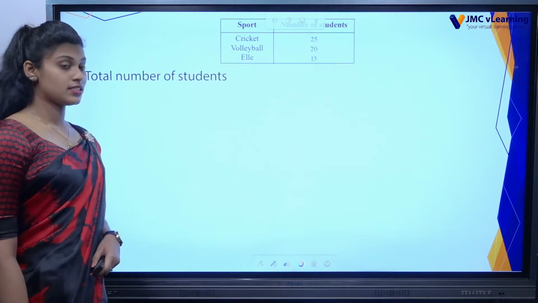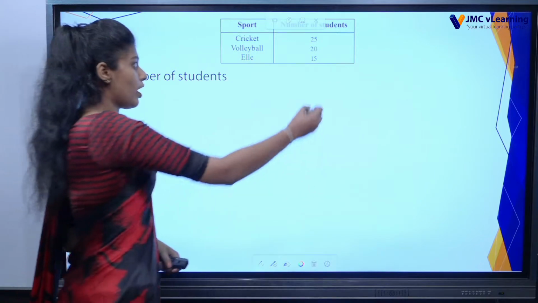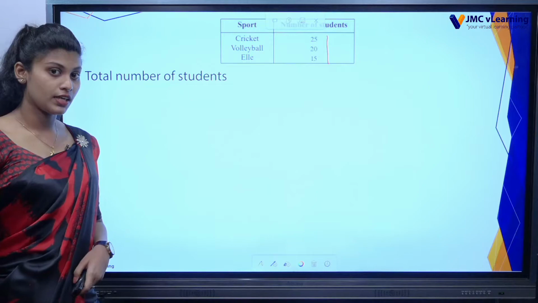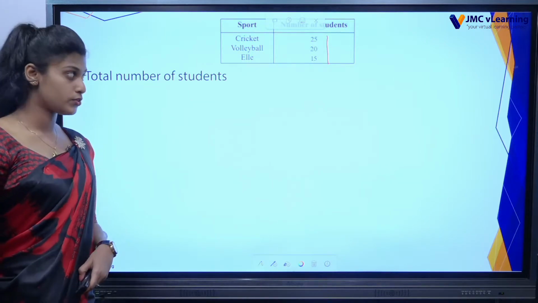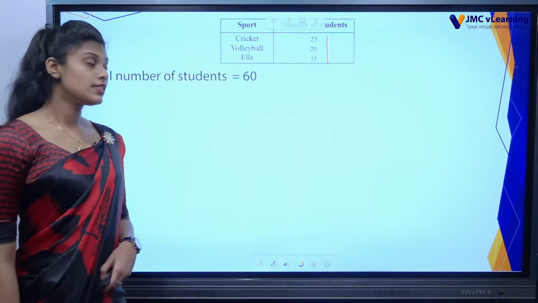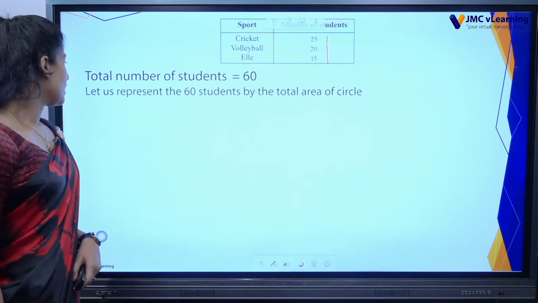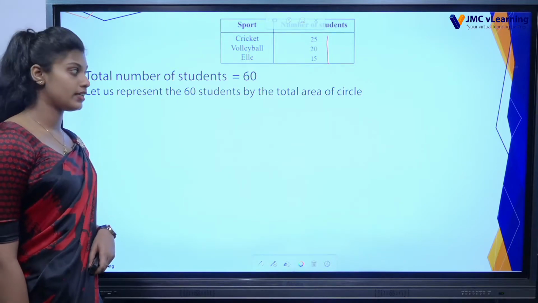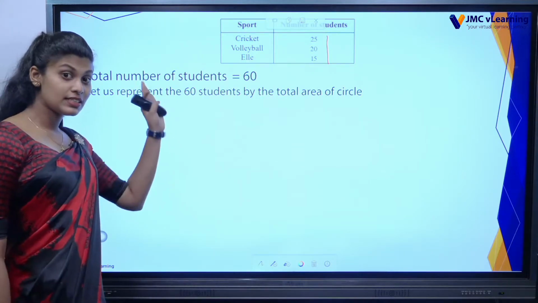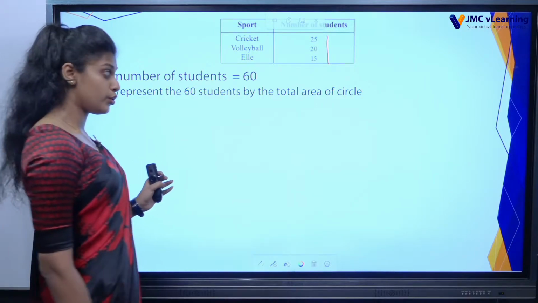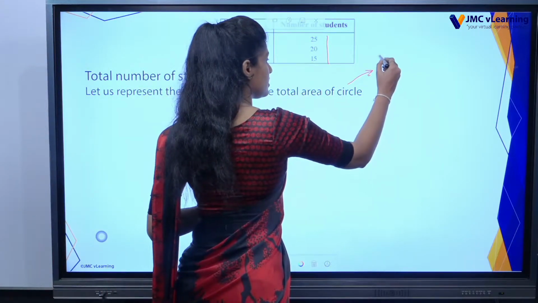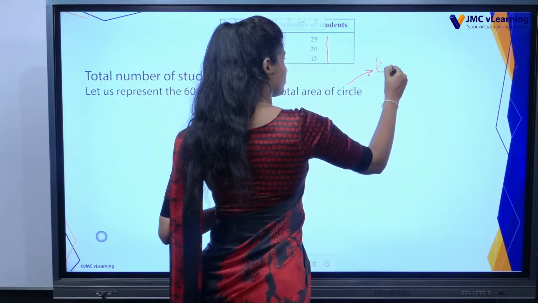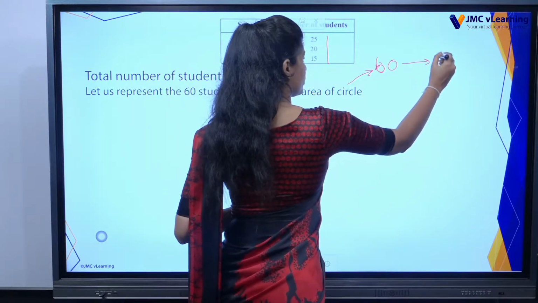Then how much is the total number of students? You have to add all of these: 25, 20 and 15. Then how much is the total number of students? It's equal to 60. Let us represent the 60 students by the total area of the circle. That means the 60 students you have to show using 360 degrees.